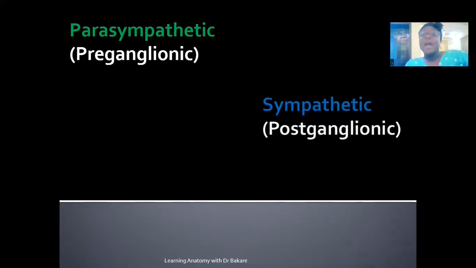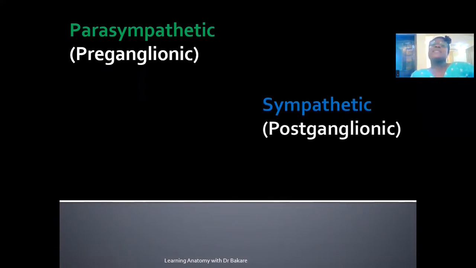So going further, let's look through this slide. We said that the parasympathetic component is a preganglionic neuron. Why is the parasympathetic component of the cardiac plexus a preganglionic neuron? Why is the sympathetic component a postganglionic neuron? We know that the parasympathetic component is supplied by the vagus nerve. We stated this in our previous slide.